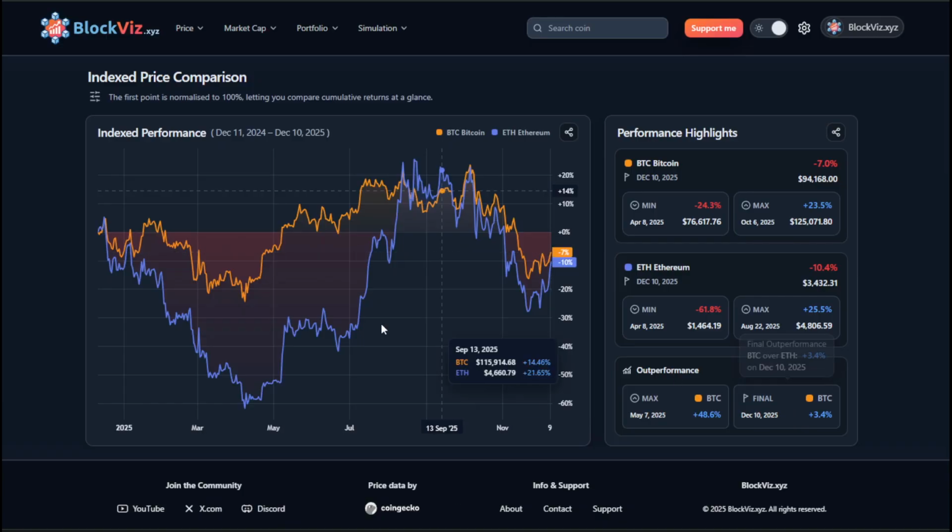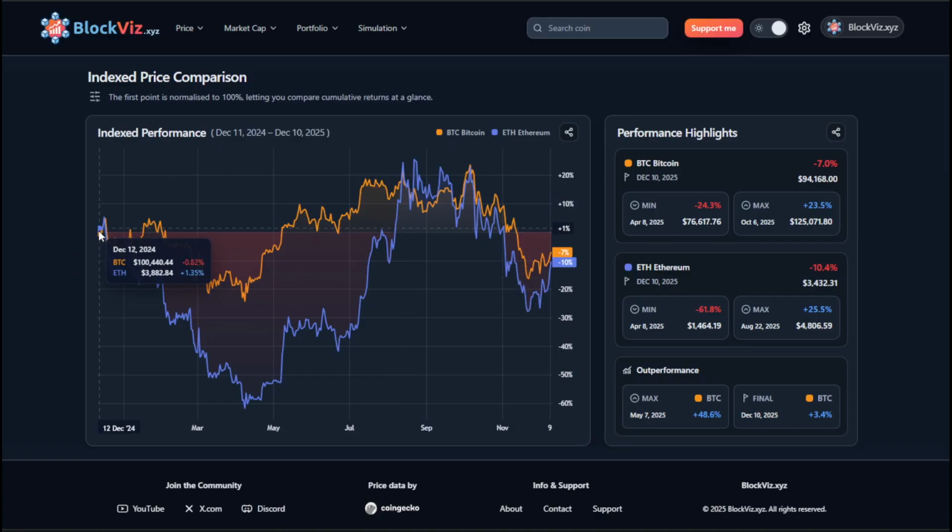But you also see, okay, in the second half of the year, especially in Q3, Ethereum had this massive catch-up trade, right? And I think that's very interesting to see here. Different performances on a relative basis, on an indexed basis. Of course, there are also simulation tools that we can maybe go through in some of the future videos. But I think that should be it for the first video.